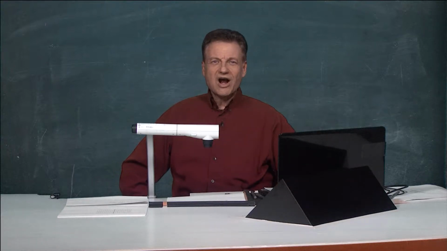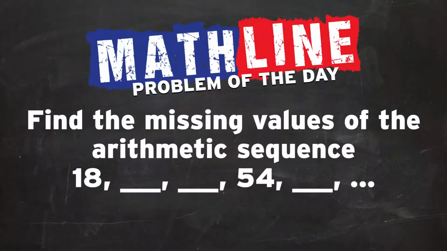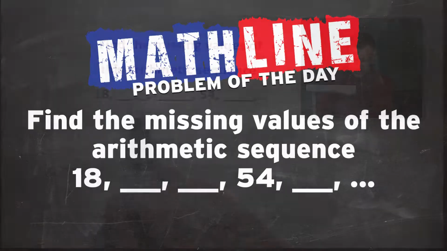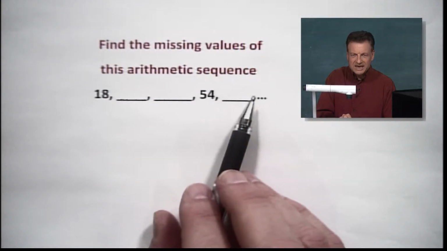Let's take a look at our problem of the day. The problem says, find the missing values of the arithmetic sequence. 18, then a couple of breaks, 2 blanks, 54, and then 1 more blank. So we are going to try to figure out what is going to make this work.